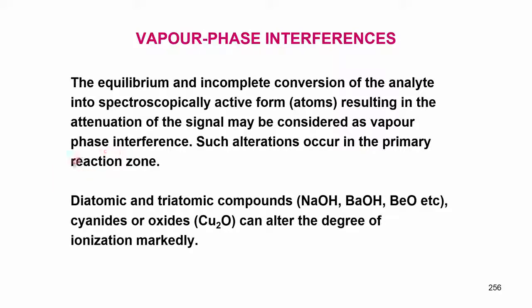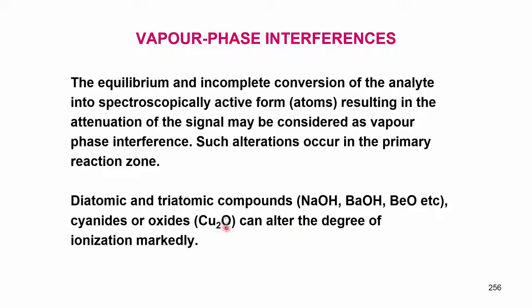That means in the flame, where you have no control over the chemical reactions, everything is thermodynamically dependent upon the free energy changes. So, such alterations occur in the primary reaction zone basically. For example, diatomic and triatomic compounds like sodium hydroxide, barium hydroxide, beryllium oxides, cyanides, etc., can alter the degree of ionization markedly.